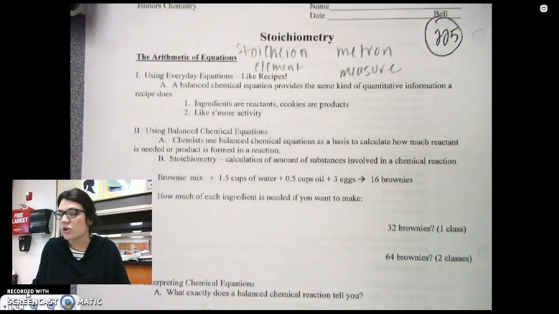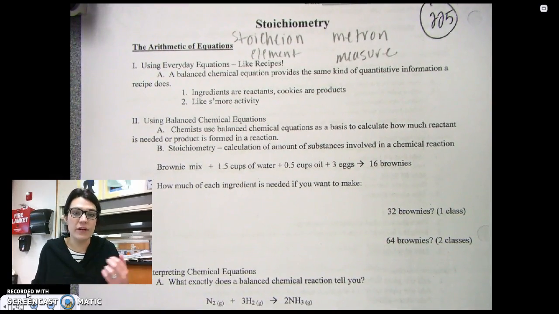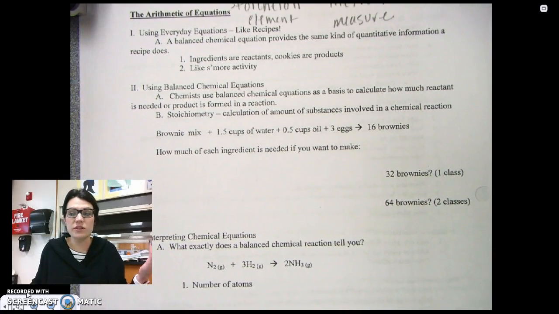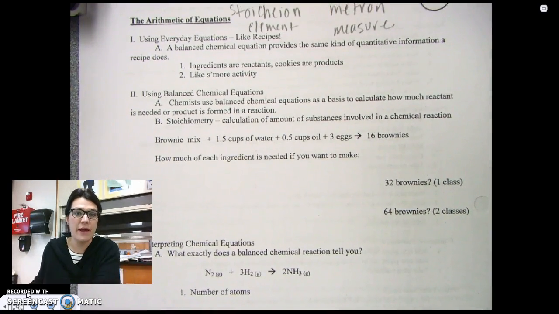So we use everyday chemical equations, and this is just like recipes, just like we did with our s'more lab. A balanced chemical equation provides the same kind of quantitative information that a recipe does, like when you make a s'more. Ingredients are like reactants, and then your cookies are the products. Or like in our s'more activity, we had graham crackers, marshmallows, and chocolate making one s'more. So let's break that down a little bit further to give us another example of what we did with our s'mores.